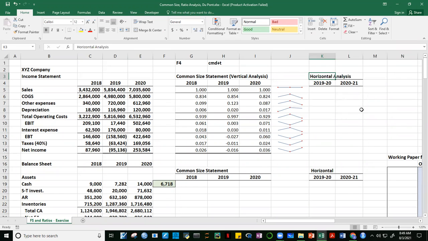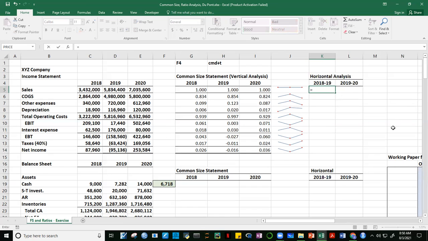Okay, so we compare. Kindly change this, guys. This should be 2018 to 2019. So kino-compare natin ano nangyari between 2018 and 2019. Tapos dito 2019 and 2020. Sorry for that. Okay? So you know how to do this, guys, no? Horizontal analysis will simply be get the growth rate.